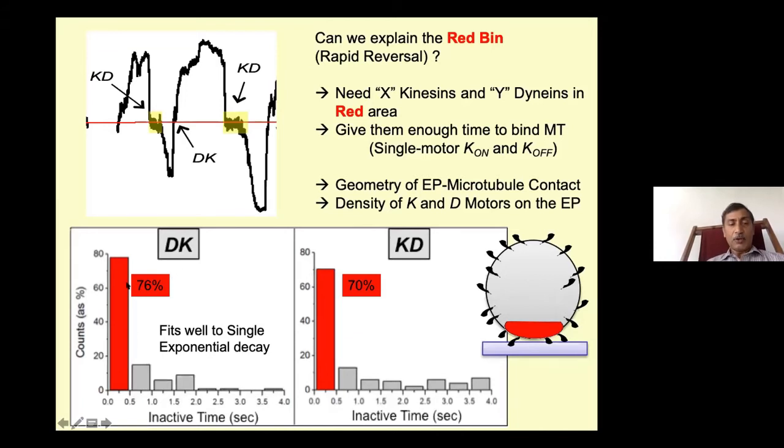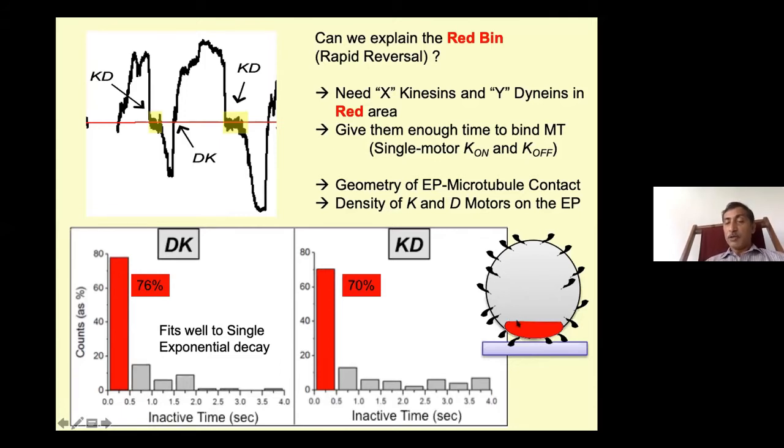Now you have to imagine that here is the cargo sitting on top of the microtubule, and there's a red patch on this. It's not actually red, but imagine a red patch from where, if you are a motor, you can reach the microtubule. If you are outside the red patch, you will not be able to reach because you're not long enough.